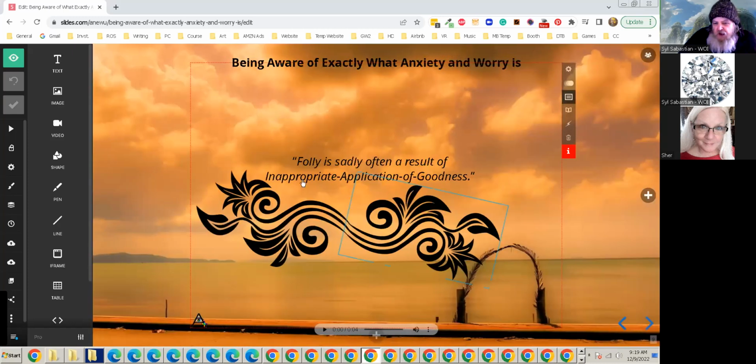So I wanted to go over this, because last week the theme was misapplication of goodness, but I had a whole long story that took the whole session, so we didn't actually go over the slides. Folly is sadly often a result of inappropriate application of goodness.